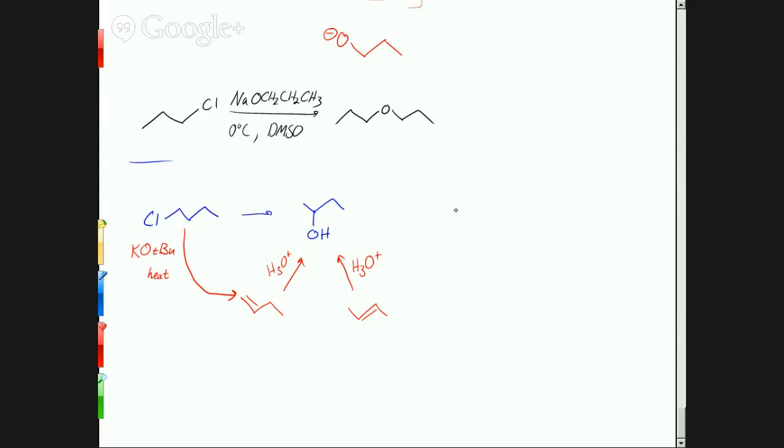If we were to write that down, we might actually write this in order up here. So first, we're going to react this with potassium tert-butoxide, heat it up, and then we're going to react it with water and acid to do the addition reaction.